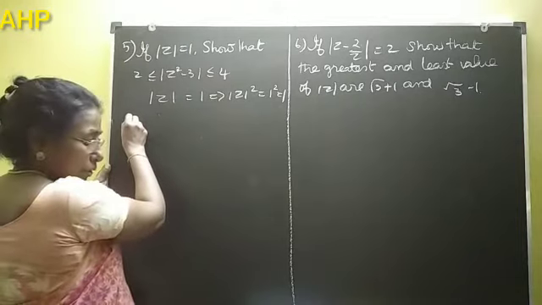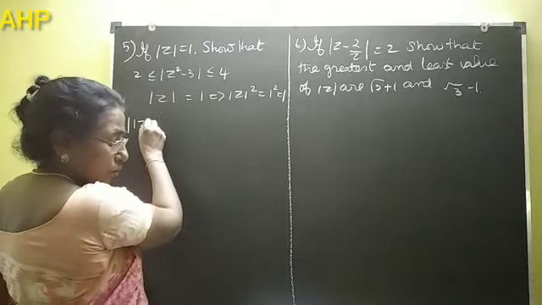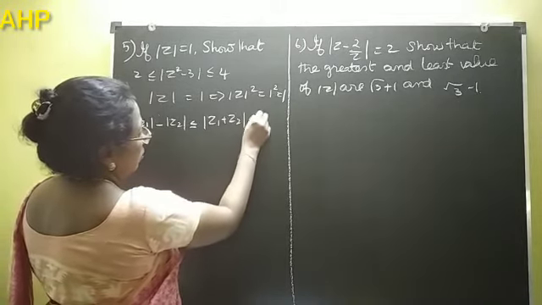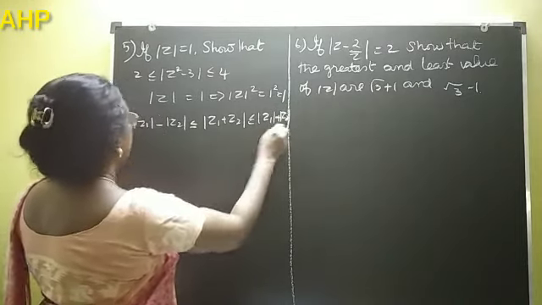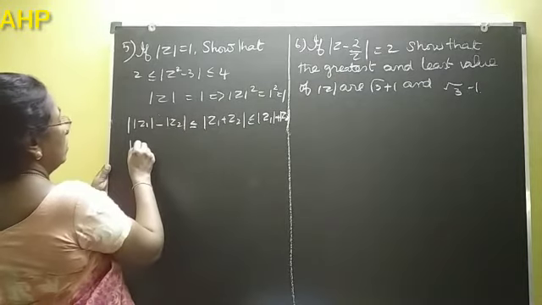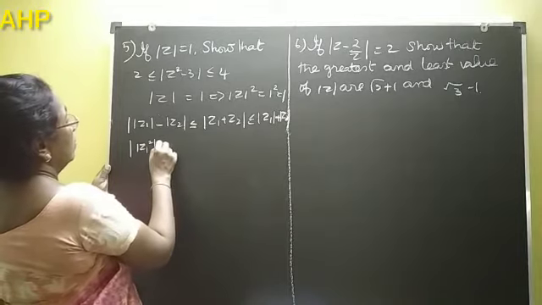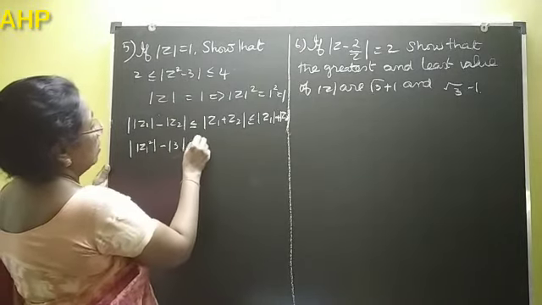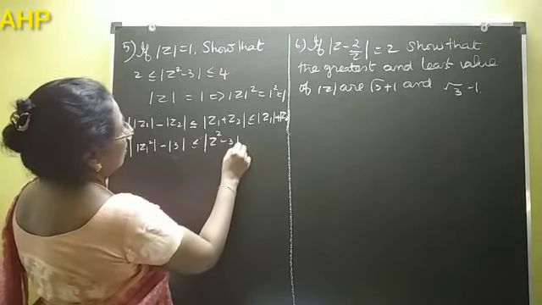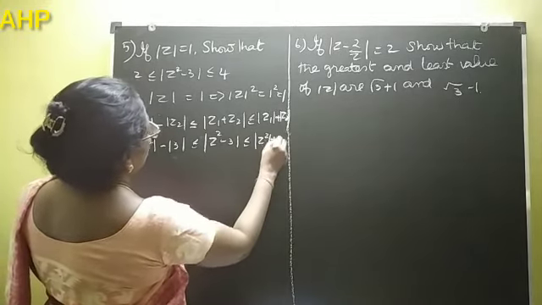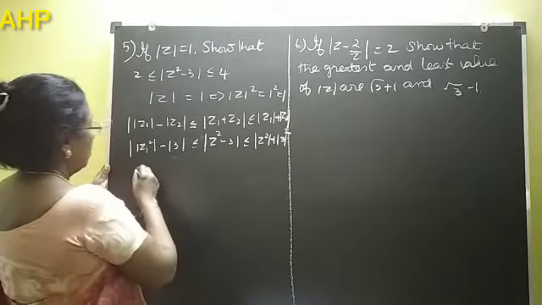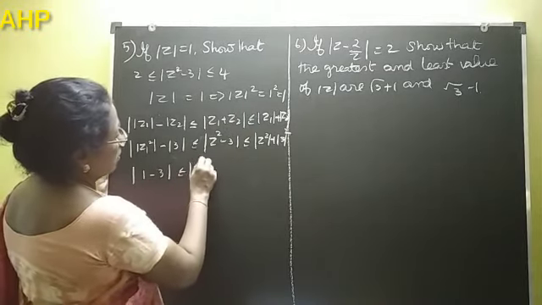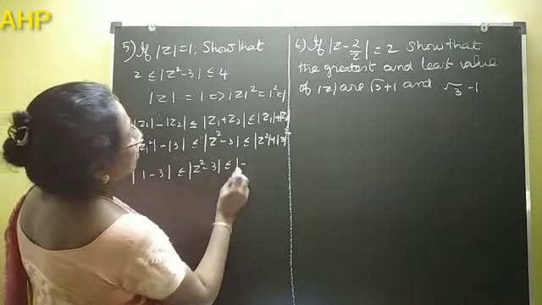Therefore, we know the identity: modulus Z1 minus modulus Z2 is less than or equal to modulus of Z1 plus Z2, which is less than or equal to modulus Z1 plus modulus Z2. Now take Z1 as Z square and Z2 as 3. So modulus Z square minus modulus 3 is less than or equal to modulus Z square minus 3, which is less than or equal to modulus Z square plus modulus 3. Since modulus Z square is 1, this gives 1 minus 3 less than or equal to modulus Z square minus 3, less than or equal to 1 plus 3.